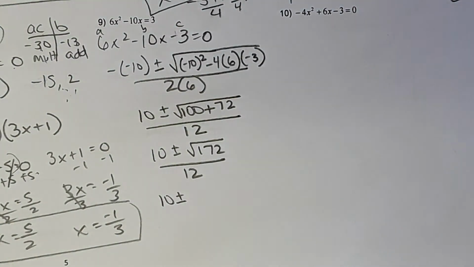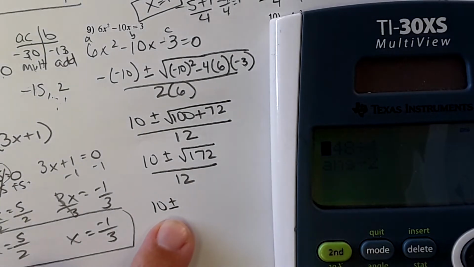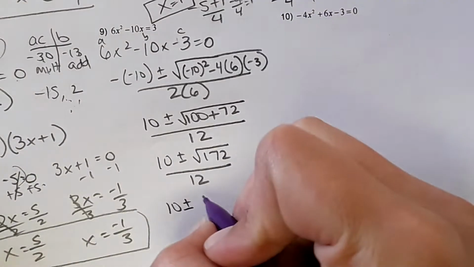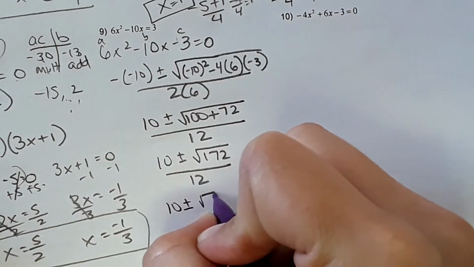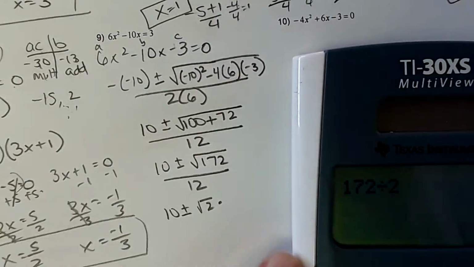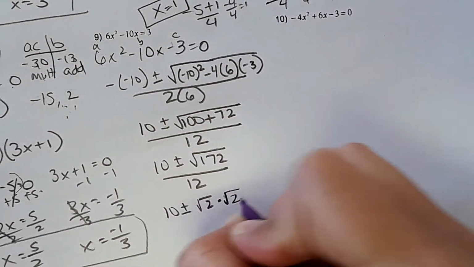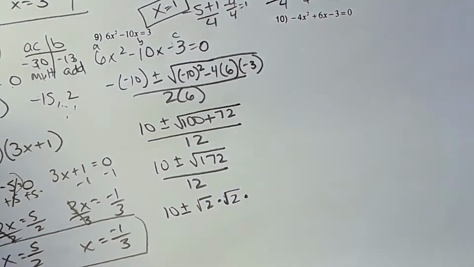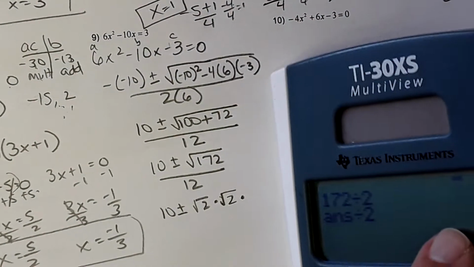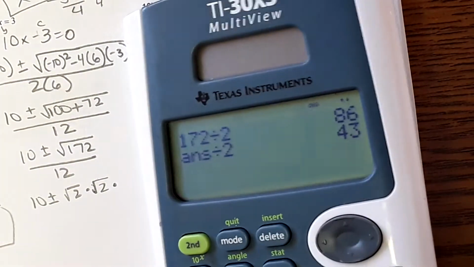Then for 172, breaking it up into factors to see what I can simplify. 172, and I know I can divide that by 2, so I can take out a 2, square root of 2. Take out another 2. And then I get 43, which is prime, so I can't take any more factors out of that.